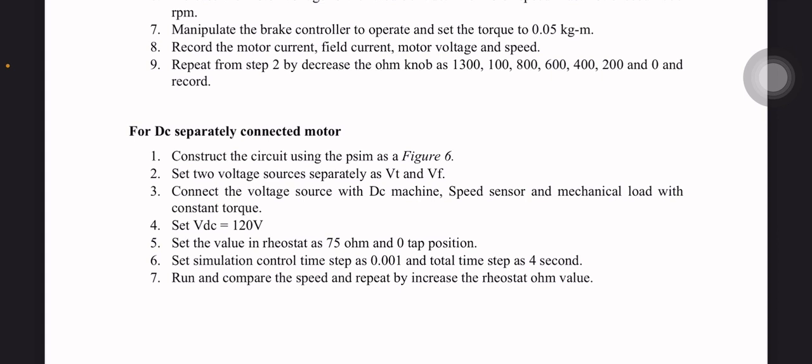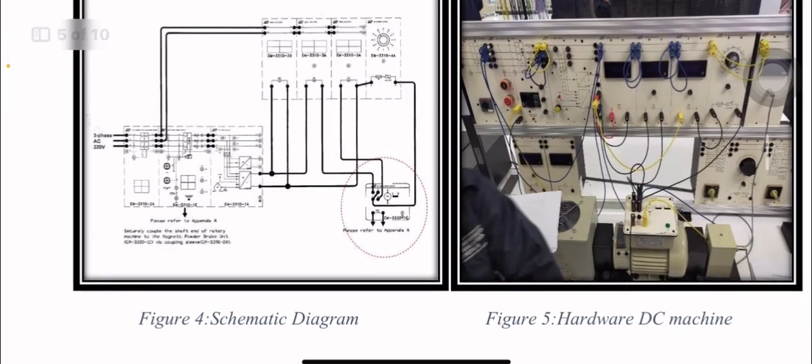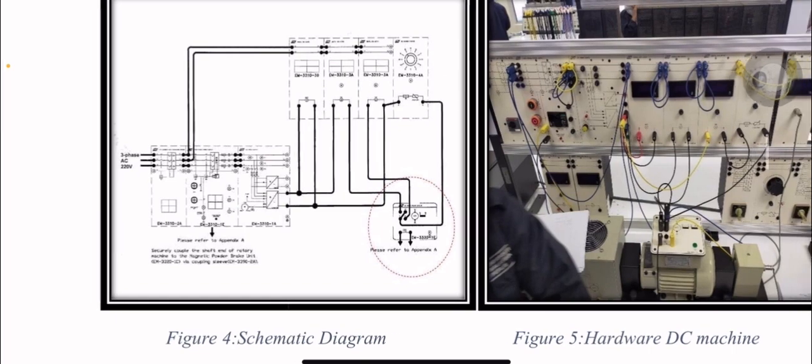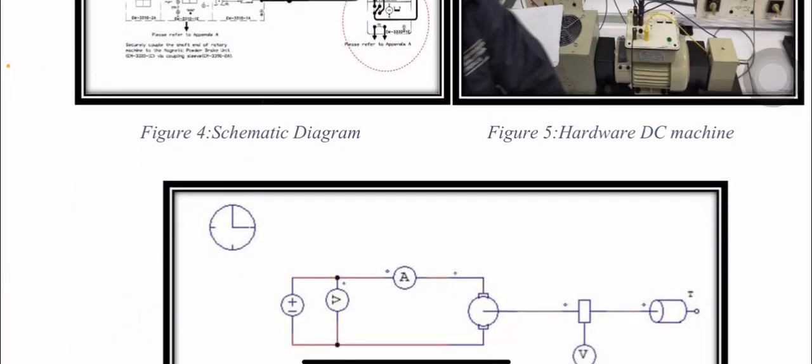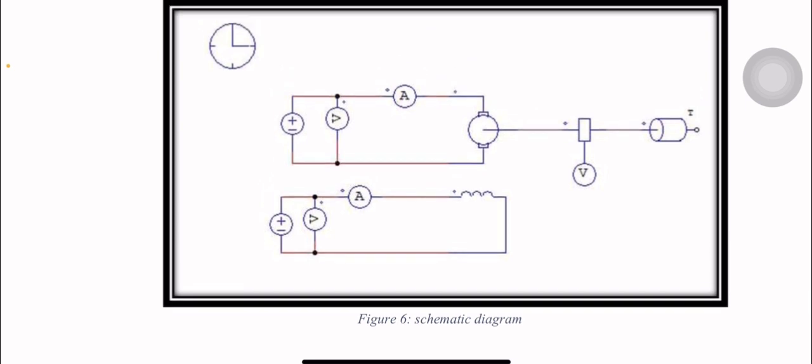Next, set the simulation control time step as 0.001 and the total time step as 4 seconds. Lastly, run and compare the speed, and repeat by increasing the restart on volume. We can see Figure 4, the schematic diagram, Figure 5, the hardware DC machine, and next, Figure 6, the schematic diagram.